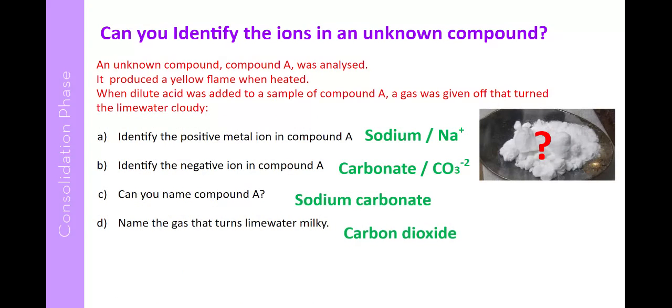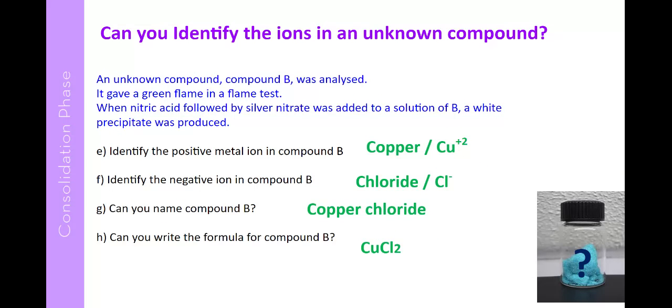Okay, so scenario A, compound A. Well, if it gave a yellow flame, it must be sodium ion. If it produced a gas when acid was added and the lime water went cloudy, it must be a carbonate ion. The name of the compound, therefore, should be sodium carbonate, and the gas that turned the lime water cloudy, milky, was carbon dioxide.